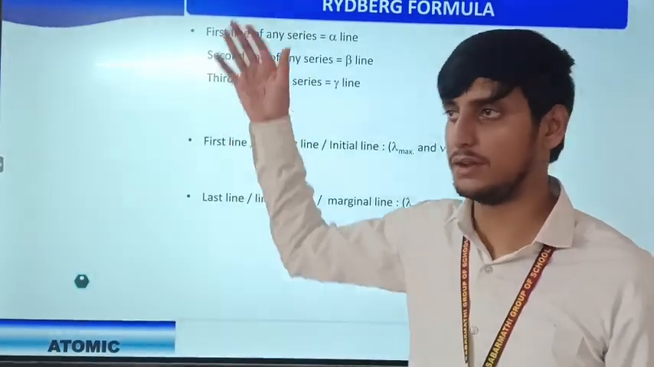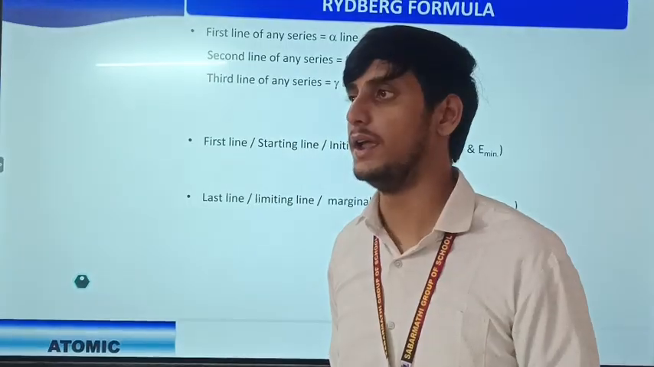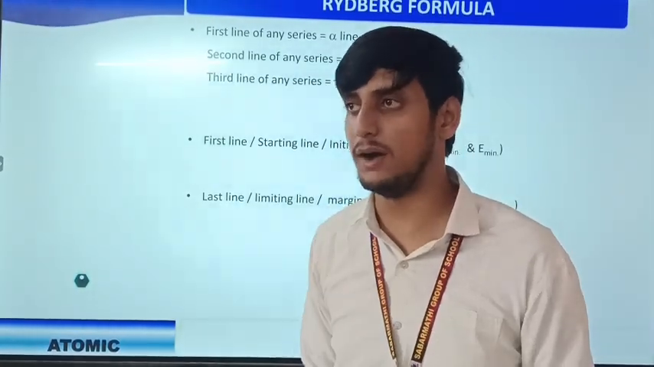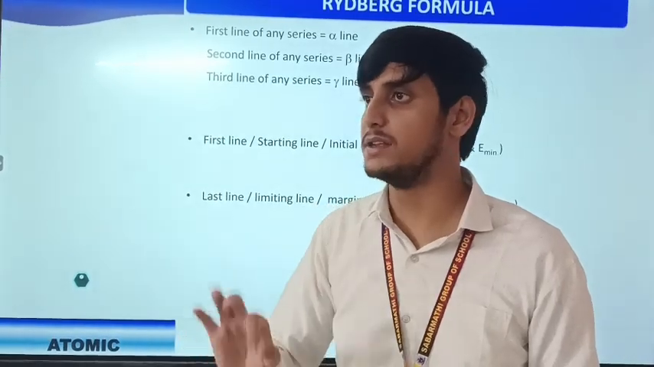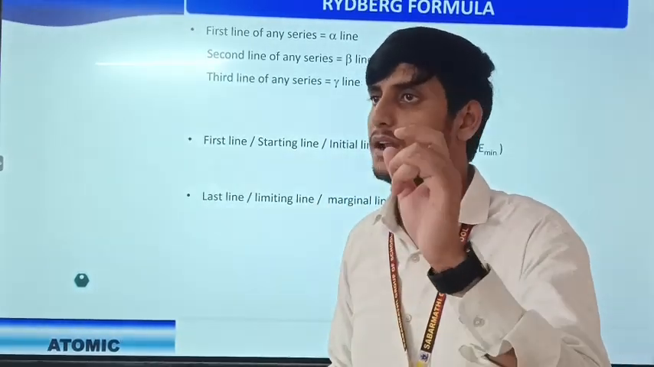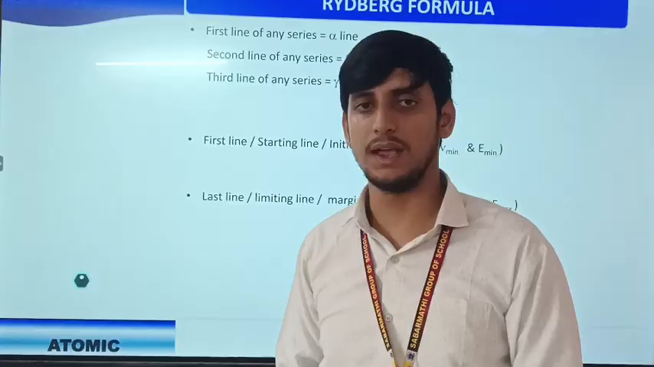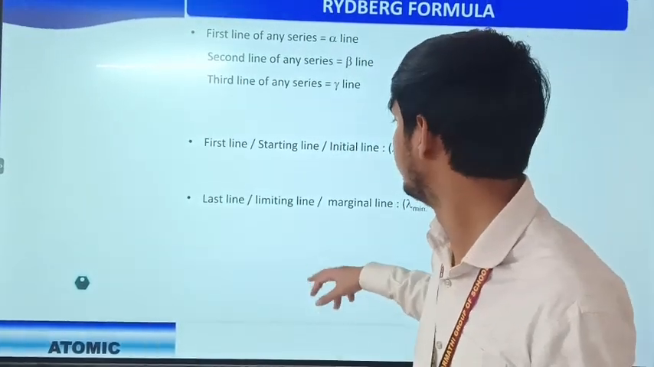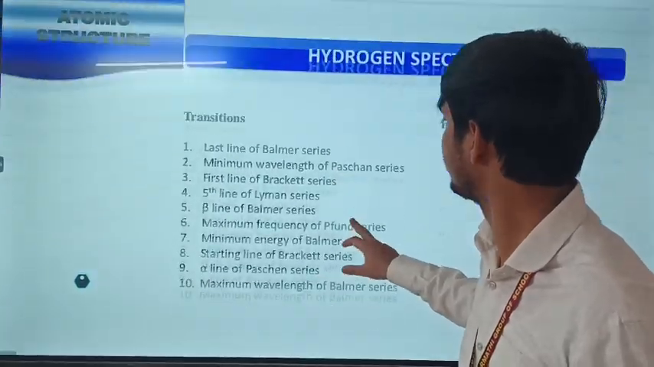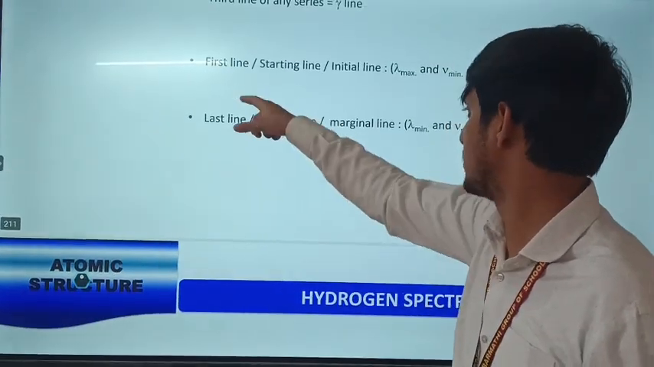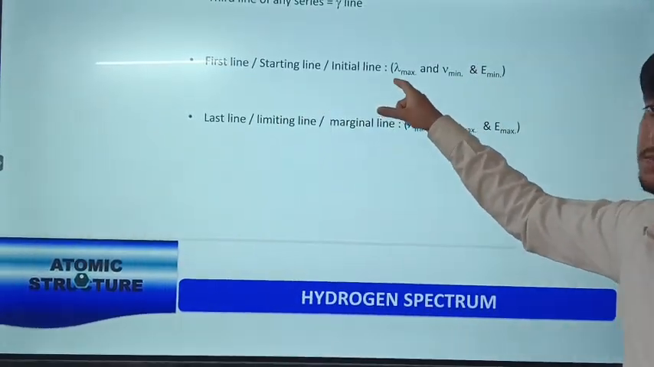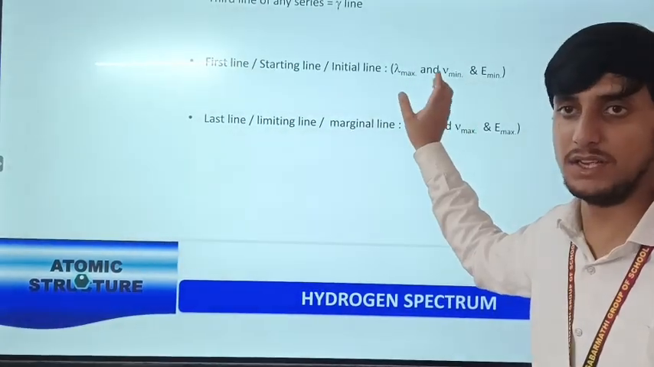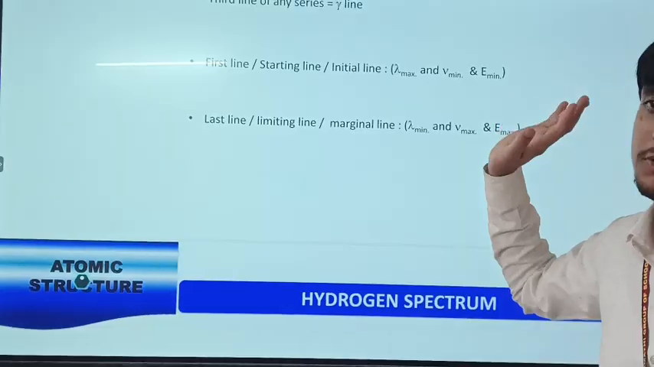And you know, the first absorption or emission line, N2 to N1, is called alpha; N3 to N1 is called beta, then gamma, theta, and so on. Right now, first, second, third, alpha, beta, gamma, we didn't know, right now, numbering. Okay. And the first line, the starting line, the initial line, has lambda maximum, wavelength maximum, and frequency minimum, energy also minimum.